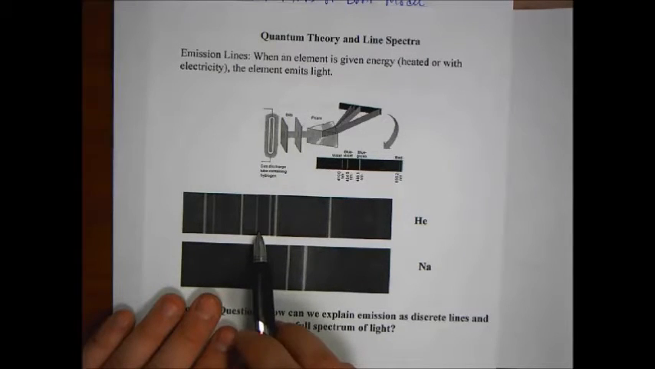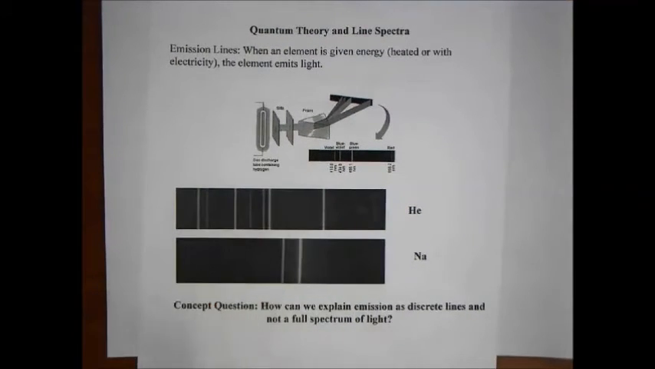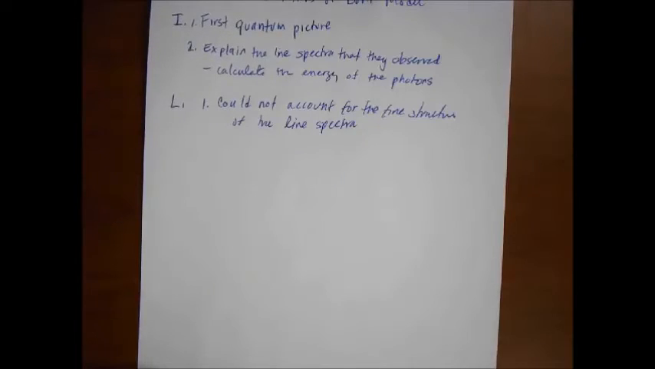The other thing they couldn't explain was why this line was so weak, whereas these lines were much stronger. So what it came down to was this idea that yes, we can get the energies right, but no, we can't calculate all these other things related to the line spectra.